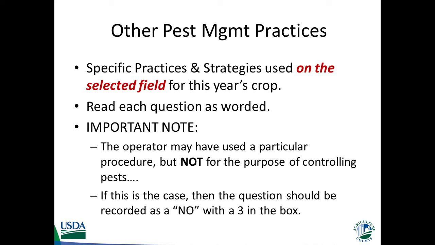specific pest management practices and strategies that were used on the selected field for this year's crop. Please be sure to read each question as it is worded and to record 1 for yes and 3 for no for every question on the page. Very important, it is possible that the operator may have used a particular procedure listed on the page, but not for the purpose of controlling pests. For example, an operator may report to you that they use no-till or minimum till in their fields, or that they may be rotating crops in that field. If they are doing those procedures because they would have done them anyway, and they're not using them specifically to control pests, then you should be entering a no with the number 3 in those boxes.